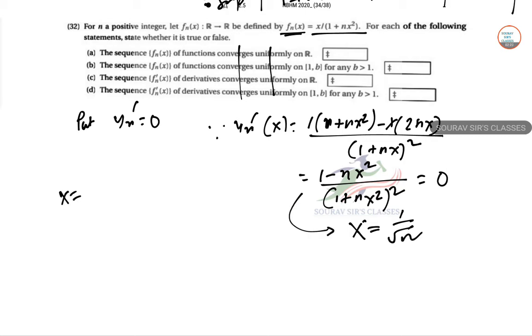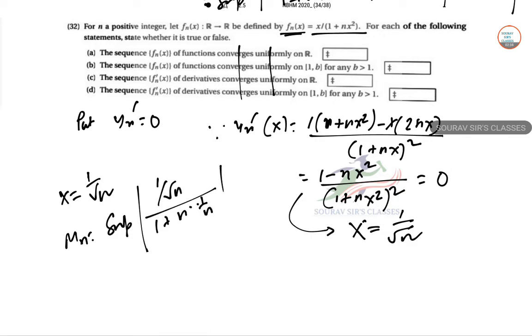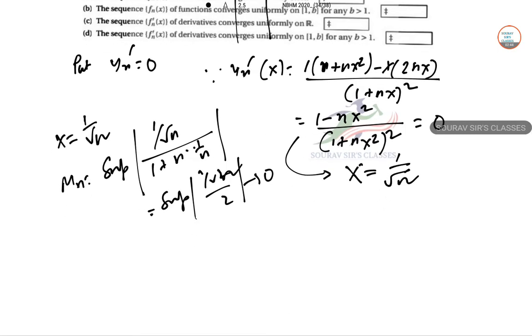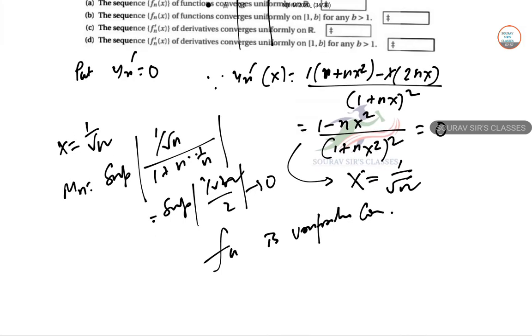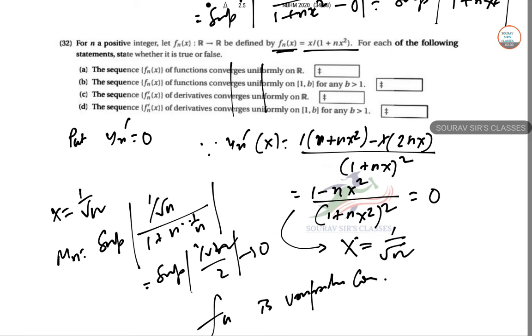Now putting x equal to 1/√n over here, Mn equals the supremum, which is (1/√n)/(1 + n·(1/n)) = 1/(2√n), which tends to 0. Now by the Mn test, f_n is uniformly convergent. So option A and option B are true.